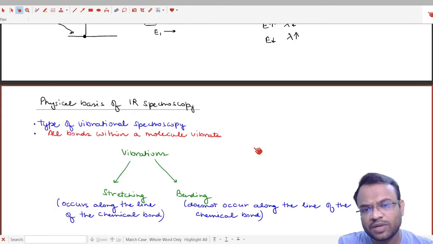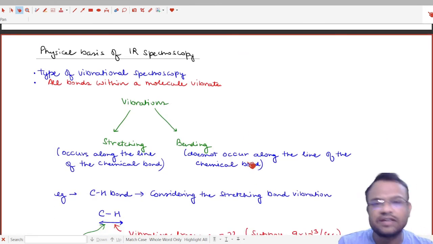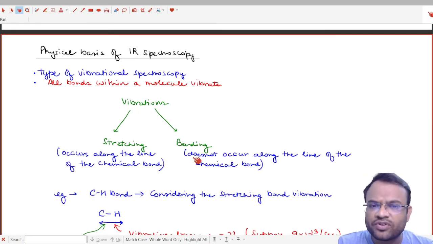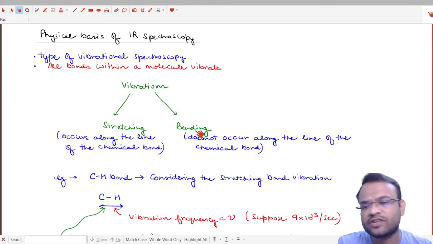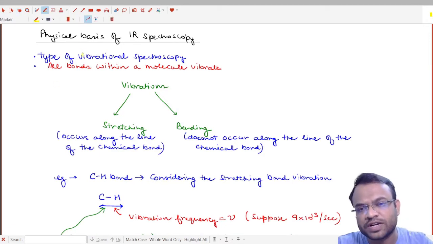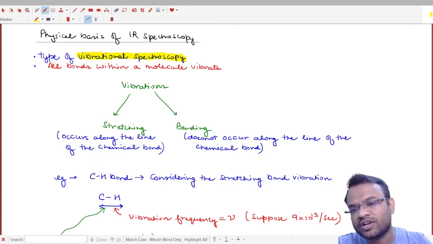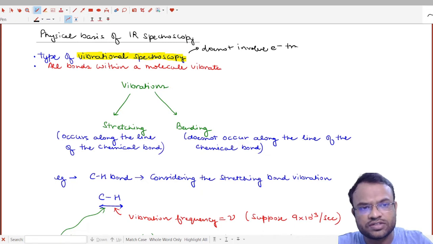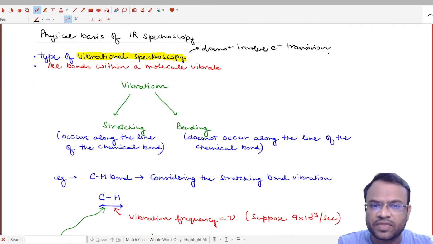Okay, coming to the next point, what is the physical basis of infrared spectroscopy? Why does infrared spectroscopy occur? First of all, let me tell you that infrared spectroscopy is a type of vibrational spectroscopy. As I said, it does not involve electronic transition. Why? Because the energy is less.